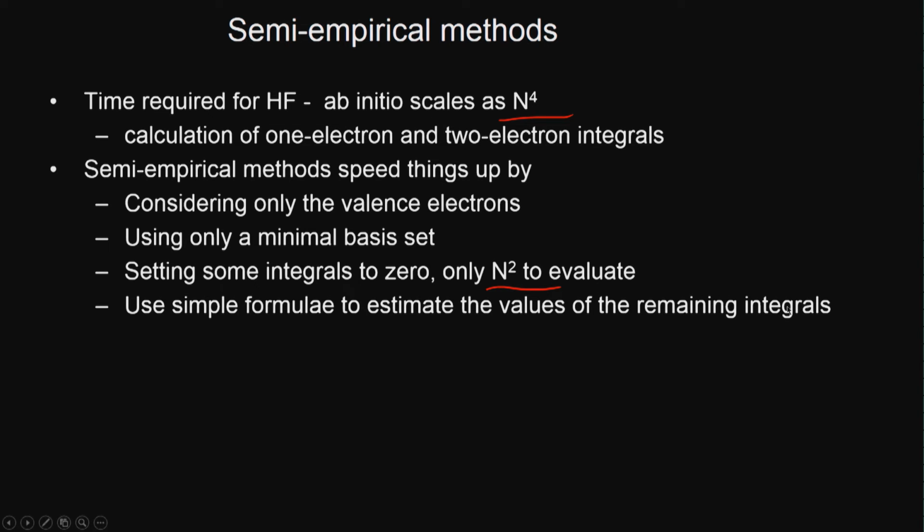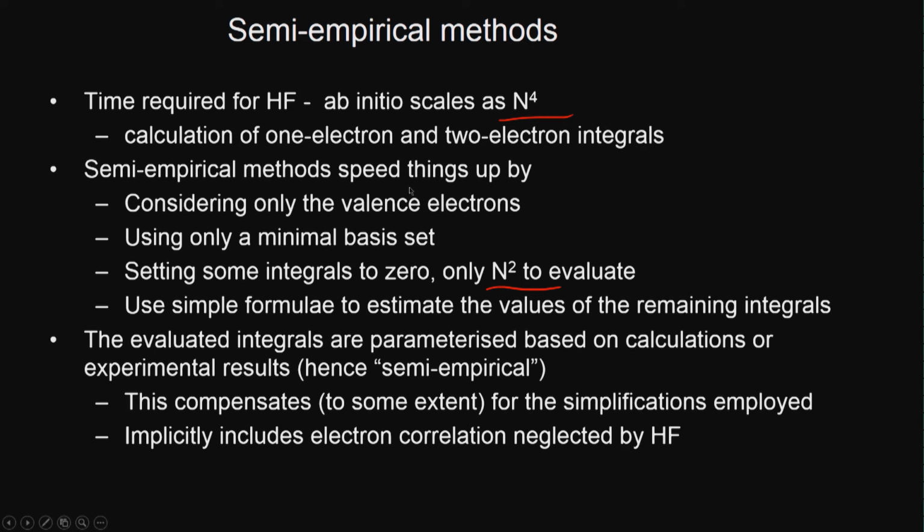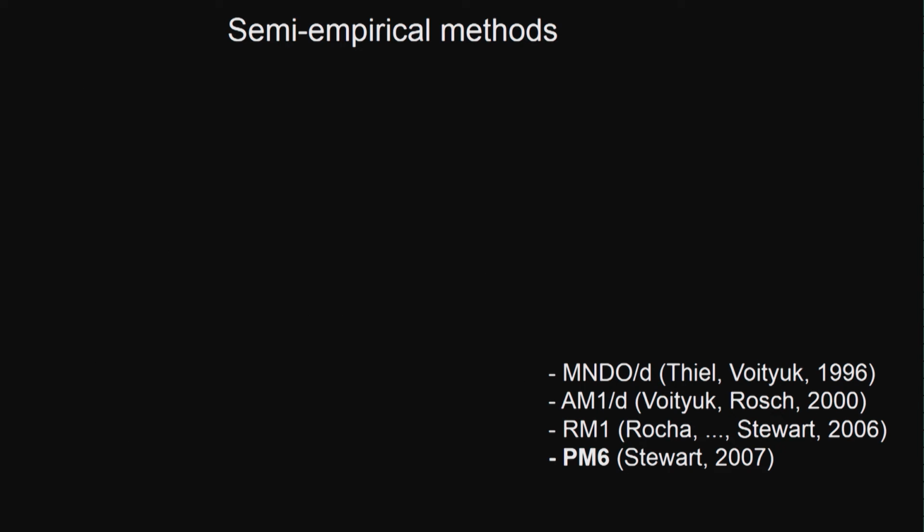Like I mentioned, that is why it is called semi-empirical. There are certain empirical relations which can help you to estimate the remaining integrals. So we take only the valence electrons, take a minimal basis set, and set some integrals to 0. The evaluated integrals are also parameterized based on calculations or experimental data, that is why it is called semi-empirical. This compensates to some extent for the simplifications. It implicitly includes electron correlation neglected by HF. Whatever we neglect, we include that. There are many methods, MNDO, AM1, RM1, PM6, so many different methods.